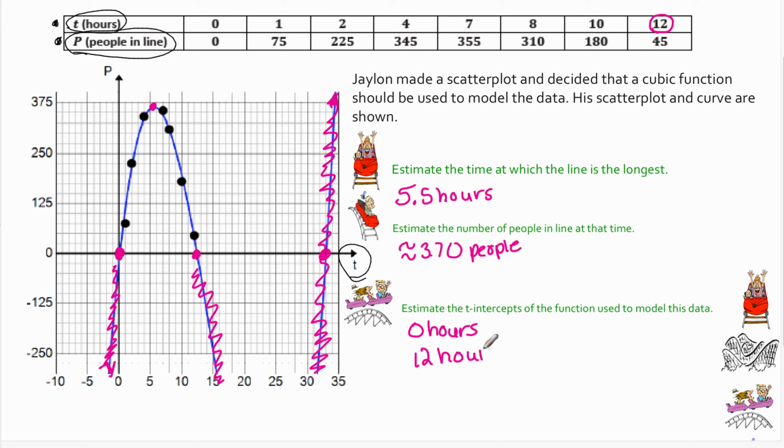So by looking at this graph, we're seeing that the park is open 12 hours a day, and I really wouldn't want to be waiting in line 5.5 hours into this park opening because that's when this roller coaster is the busiest. I want to hit the roller coaster in the beginning or closer to the end of the hours of work.